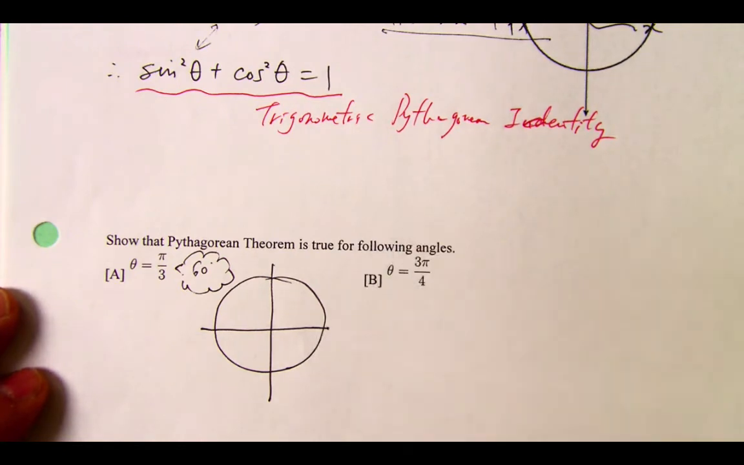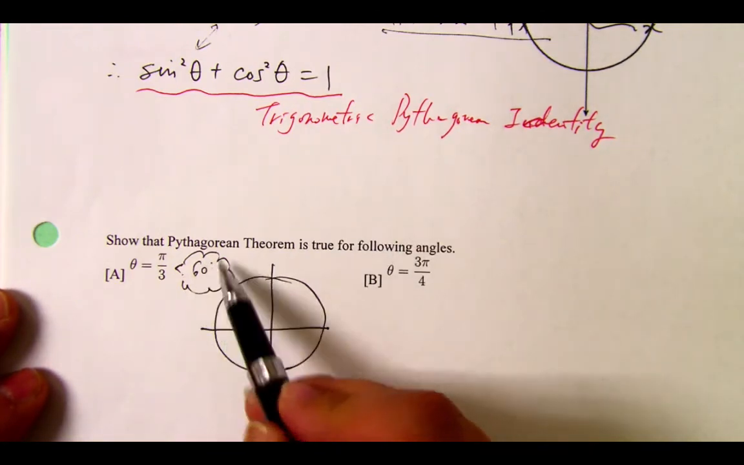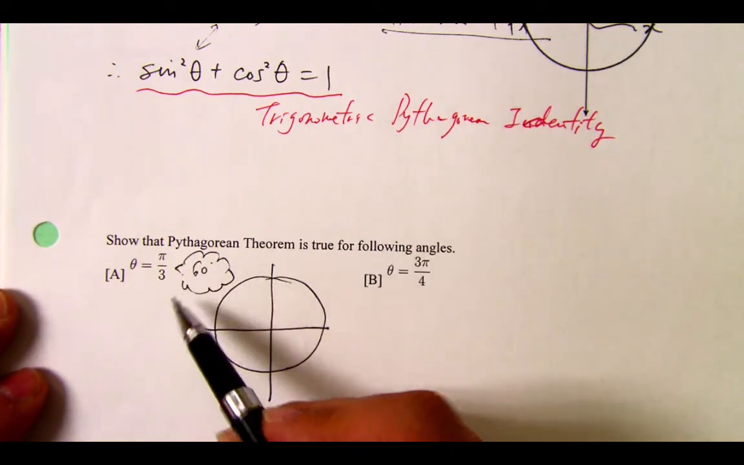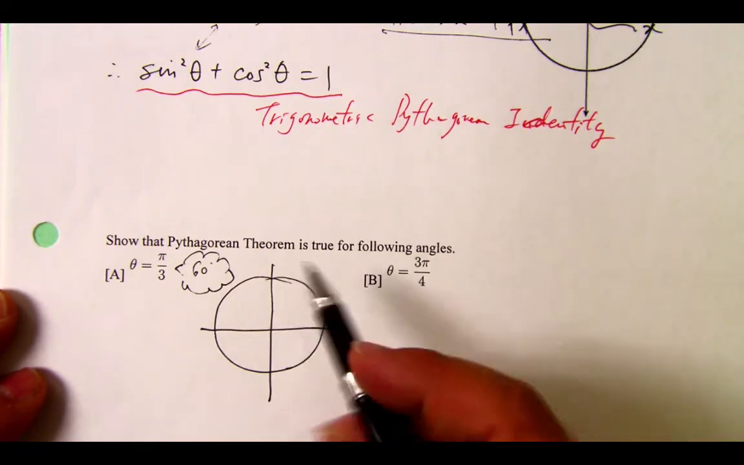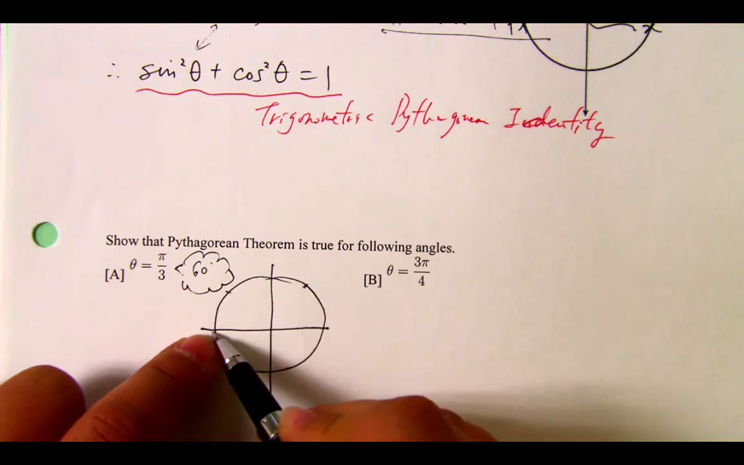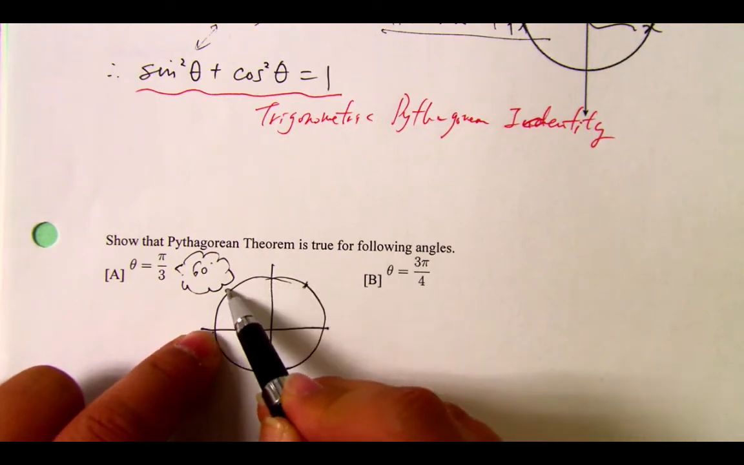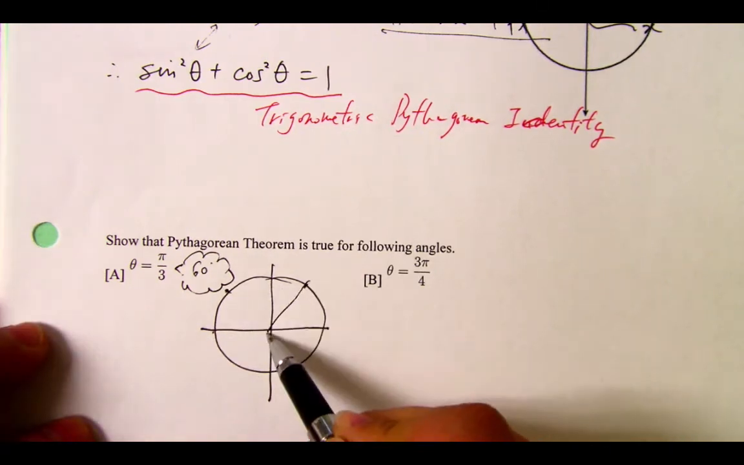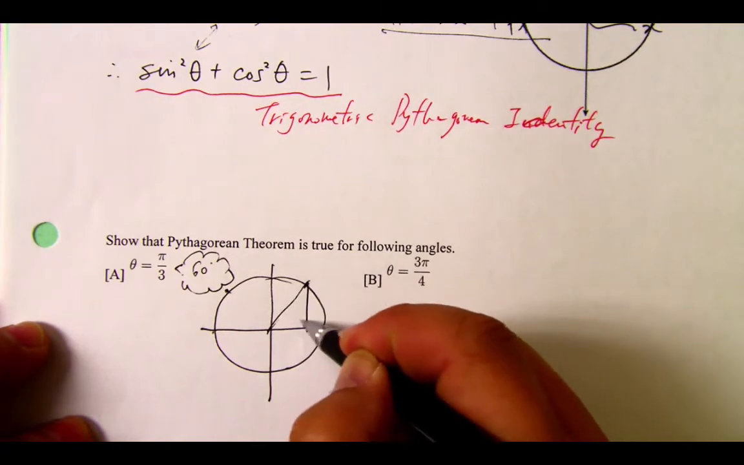The more you do this, you don't even have to think about that. You just know that pi over 3 is just 1/3 of the 180. So it should be about here. Divide 180 degrees equally, pi equally, and that's about it. That's 60.